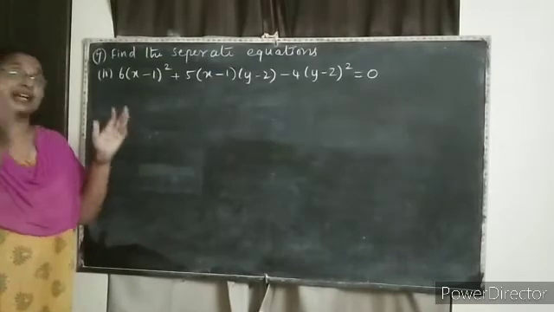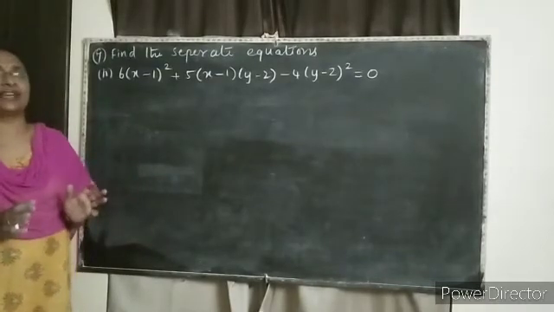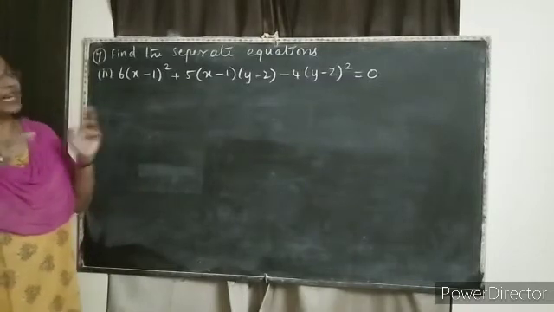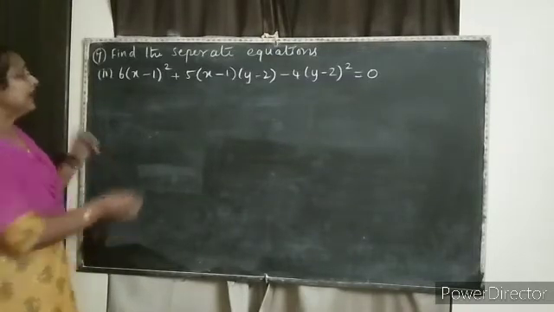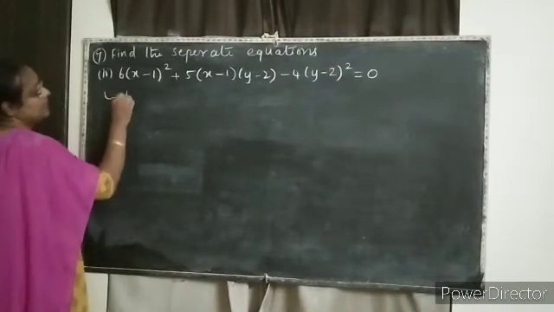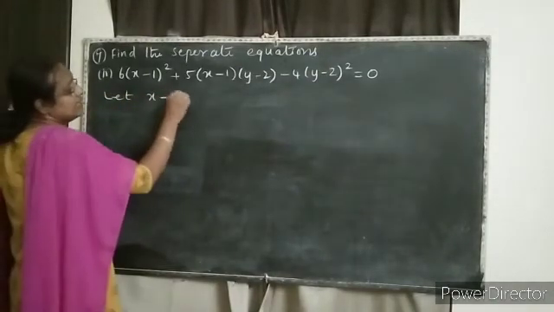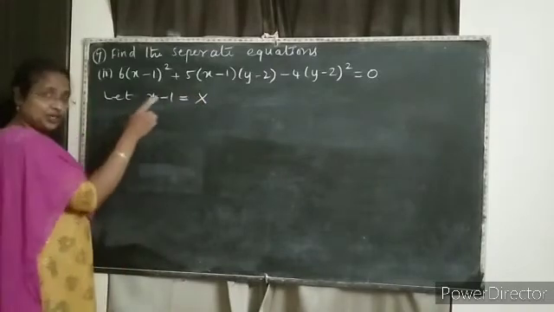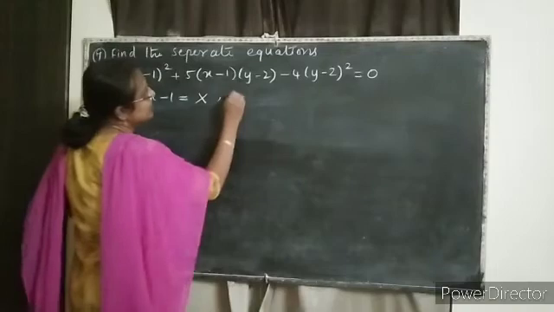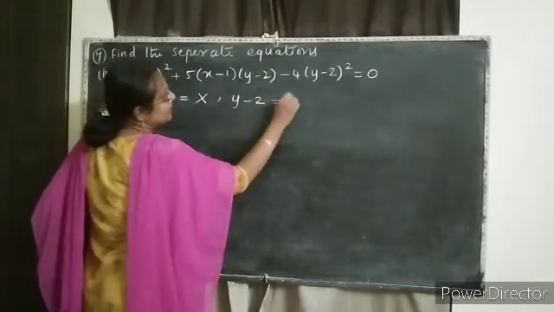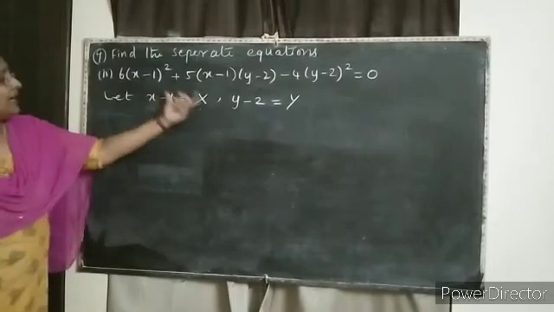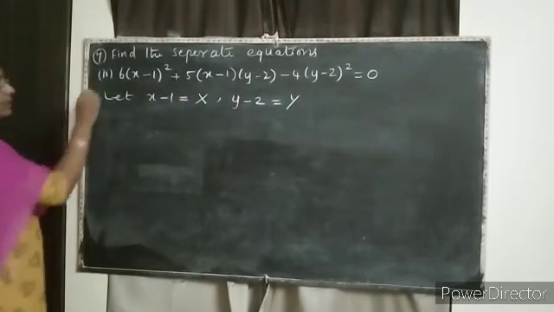First bring it into the combined equation of the pair of straight lines. After that only we have to separate it. Okay. So that is one method. The other one, I can just assume, let x minus 1 is equal to capital X. I can assume, okay, small x minus 1 is equal to capital X and y minus 2 is equal to capital Y. Now you just substitute these values in this equation and just see what happens.